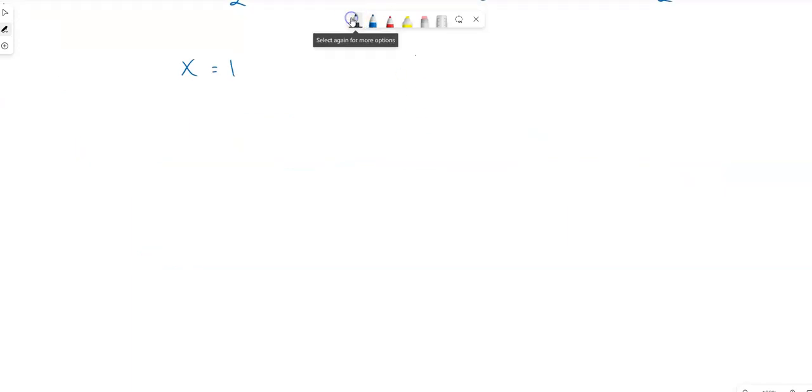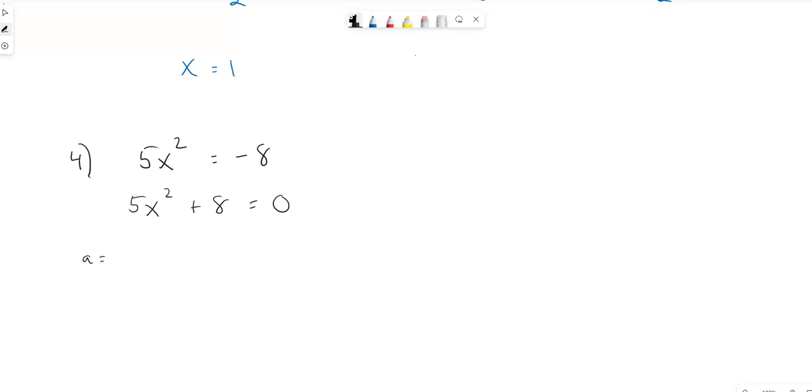All right, the last example that was on that slide, I want to do this to show you what it looks like. Suppose you had a question like this: 5x squared equals negative 8. Now, if you look at this, you realize that this thing doesn't have a real solution, because you're saying that something squared equals a negative number. So the solution to this is not a real number. What does it look like in the quadratic formula? Well, if I move that 8 over to the other side, I get 5x squared plus 8 equals 0. So a is 5, b is 0 because there's no x term, and c is 8.